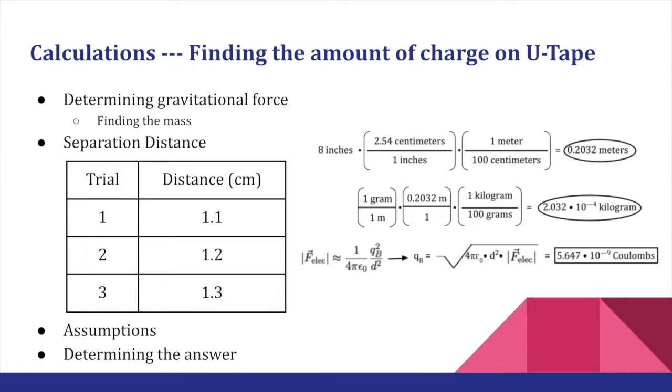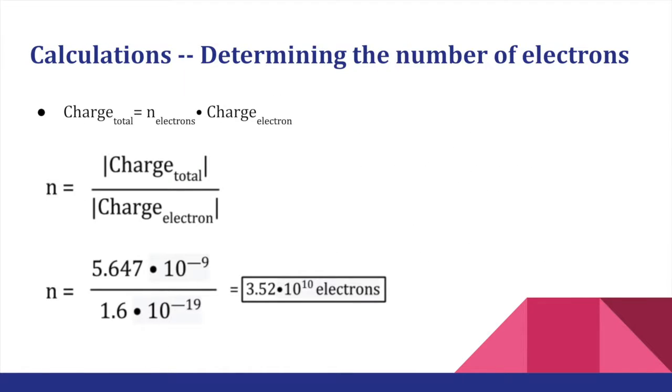or negative 0.00193392 newtons. We determine the separation distance by taking the average of our trials and obtain the value of 1.2 centimeters for our trials. As our final step, we'd plug in the meters and solve for our unknown charge of the tape and get the charge to be negative 5.647 times 10 to the negative 9 coulombs.